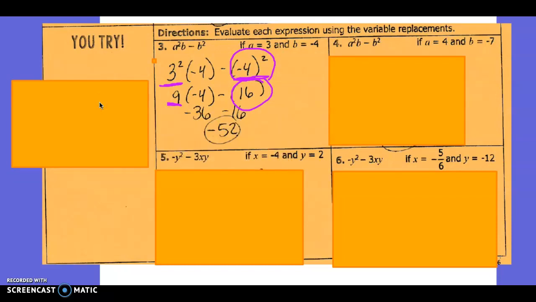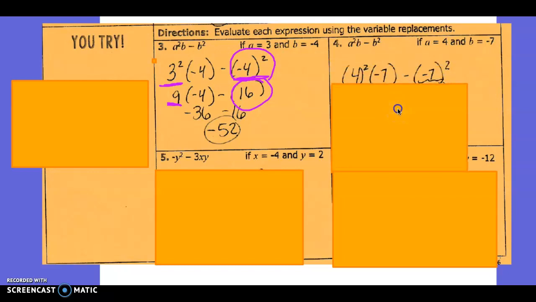That's problem number 3. Problem number 4, again, take out the letters, put in the variables, put them in parentheses, put in the numbers and put them in parentheses, and then follow order of operations. So here's line number 1. I just took out the a and put in 4, and took out the b's and put in negative 7, and everything else was recopied.